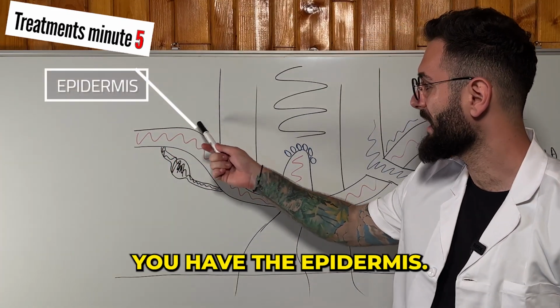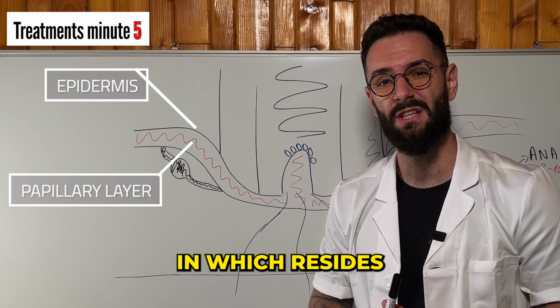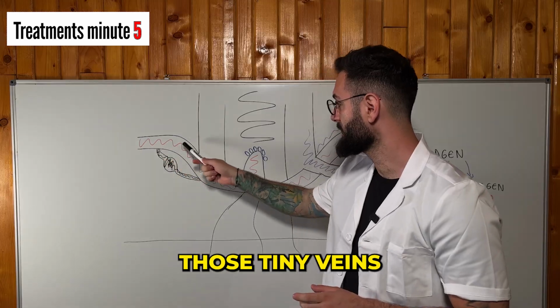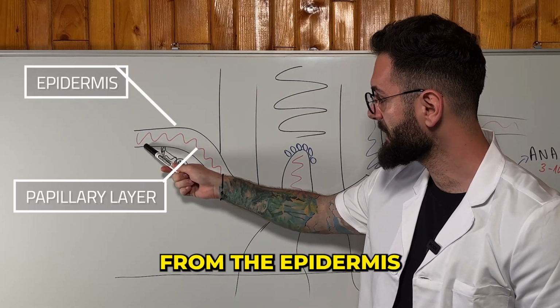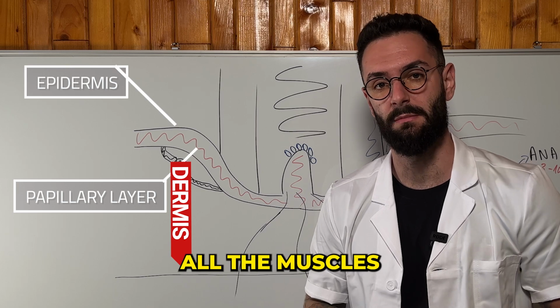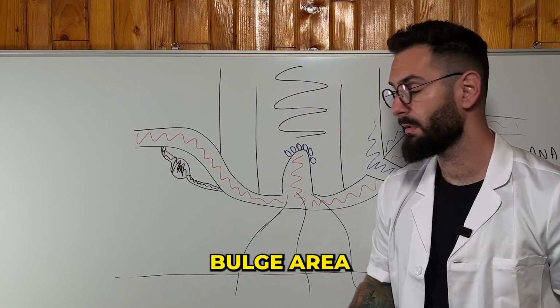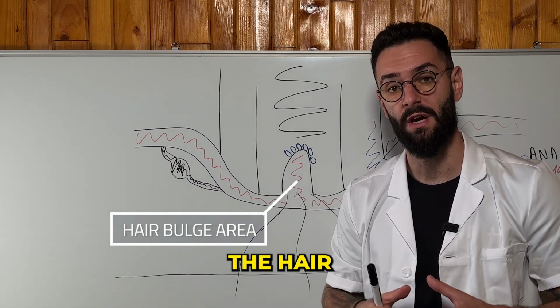Here on top you have the epidermis. After that you have the papillary layer, in which reside all the tiny capillaries, those tiny veins that go to the hair bulge area in order to nourish it. After that, from the epidermis until this line here you have the dermis, in which reside all the muscles and the rest of the veins.